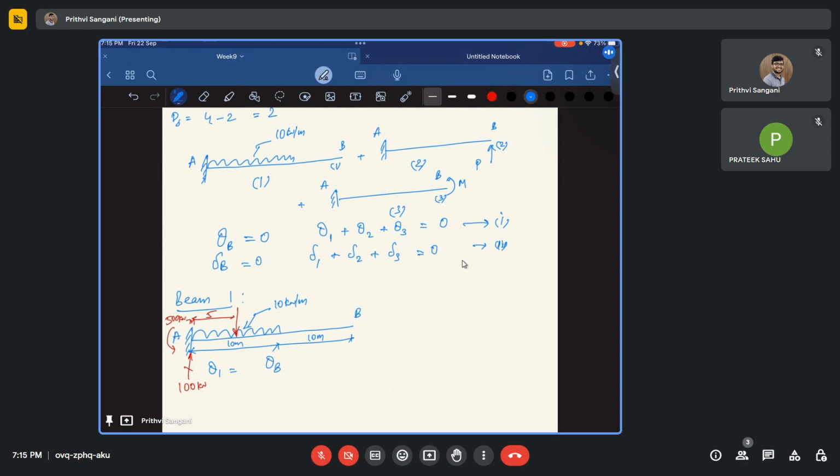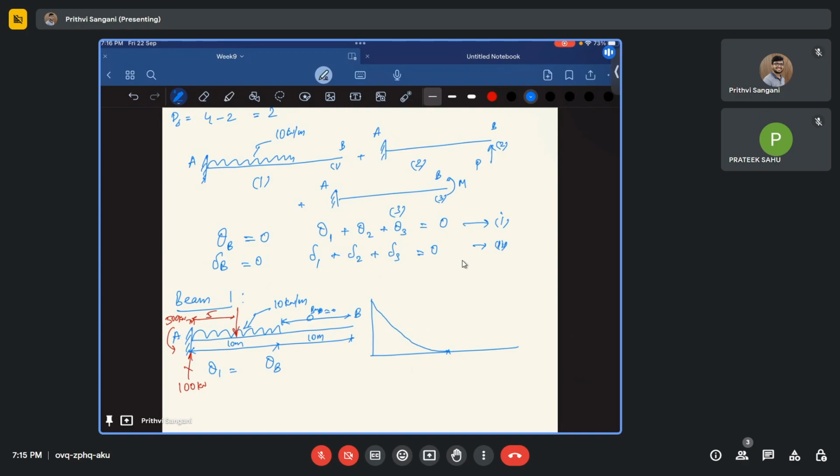Now how do we use the moment area method? Let me draw the bending moment diagram. So at support A we have 500 kilonewton meter, and somewhere in the middle the bending moment should be 0, and at this span the bending moment is 0. So how do we draw this? I'll be having something like this.